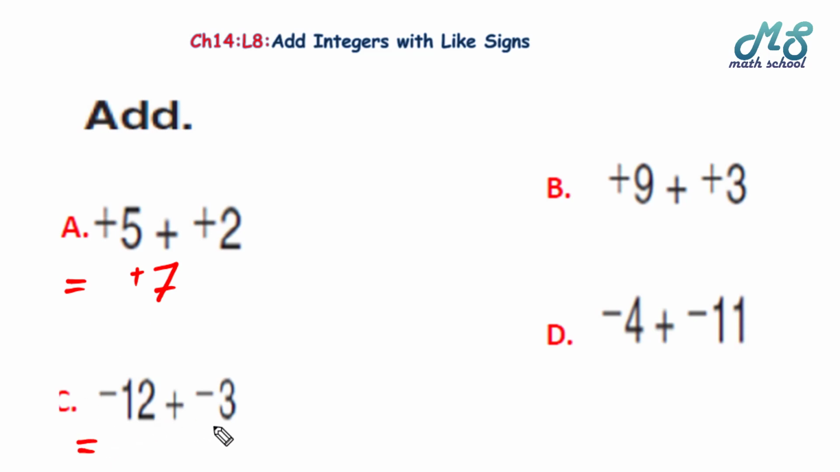12 plus 3 equals what? Yes, equals 15, and both have the same sign, which is negative, we get negative 15. 9 plus 3 equals 12, and both have the positive sign, we get positive 12. Negative 4 plus negative 11: first, add 4 plus 11 equals 15, and both have the negative sign, we get negative 15.